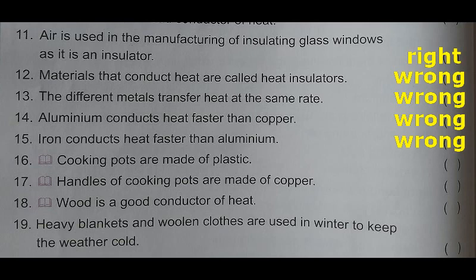Statement number 16. Cooking pots are made of plastic. Statement is wrong. Cooking pots are made of aluminium. Or you can write stainless steel. Statement number 17. Handles of cooking pots are made of copper. The statement is wrong. Handles of cooking pots are made of wood or plastic.